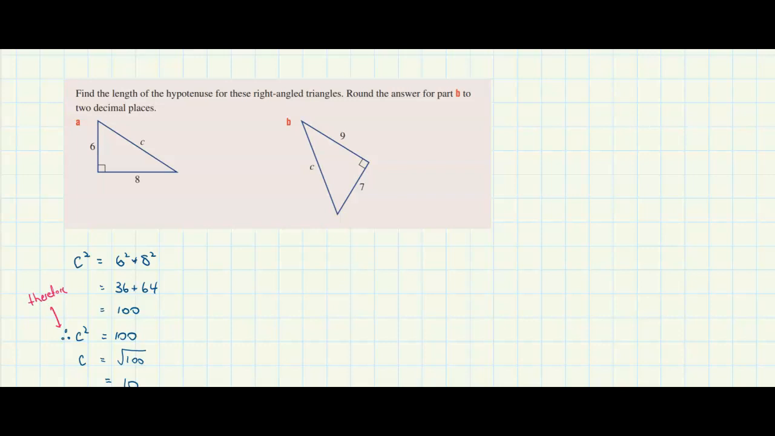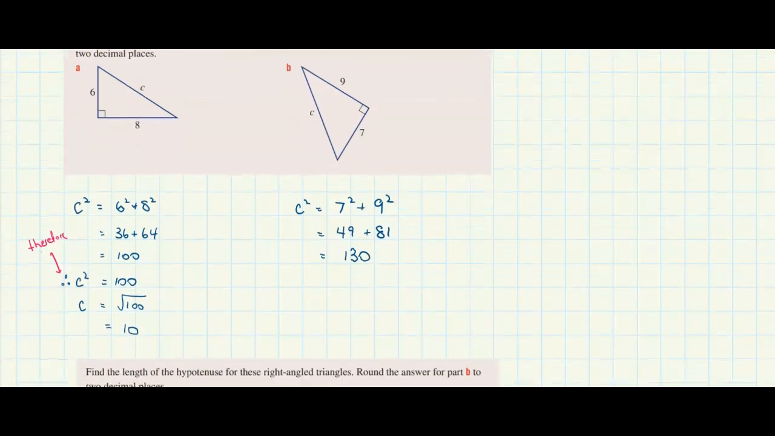Okay, let's do the second example now. Maybe if you're feeling pretty confident, although this is a bit weird, stick with me. C squared equals, what are my two shortest sides? 7 squared plus 9 squared. 7 squared, 49, thank you. 9 squared, 81, thank you. 49 plus 81, what is it? 130, I hear you say. C squared is 130.